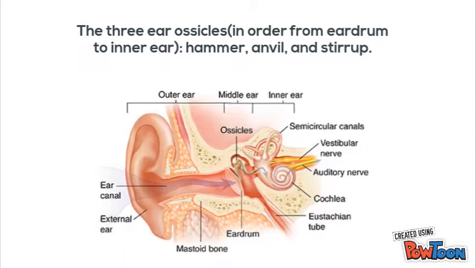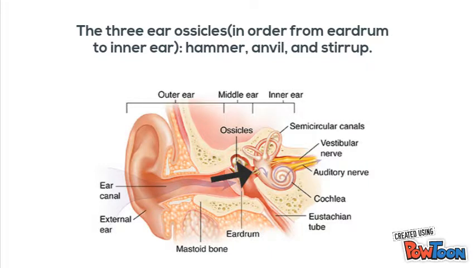So the idea is the vibrations hit the eardrum, which begins to vibrate. It transfers the vibrations to the hammer, which sends them to the anvil, which sends them to the stirrup. The stirrup pushes on the oval window, which separates the airy outer ear from the fluid-filled inner ear.